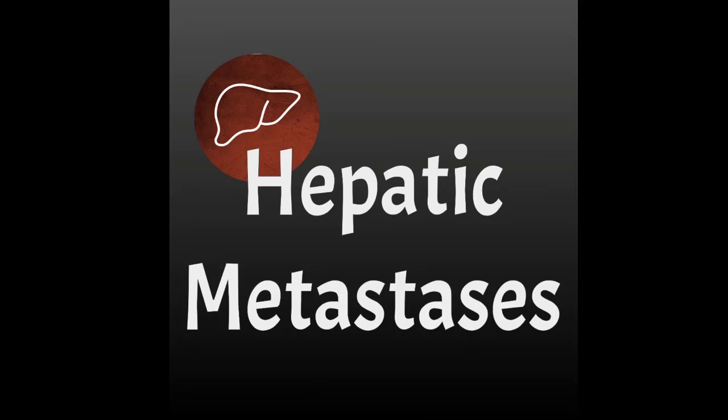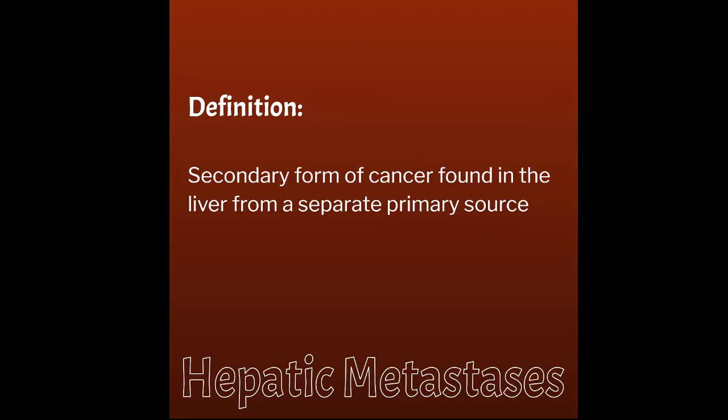Hepatic metastases are another thing that can pop up in the liver. Hepatic metastases then are secondary forms of cancer found in the liver from a separate primary source. So metastases occur when there is a primary cancer, say like in the lungs or of the skin, and it travels to another place like the liver.